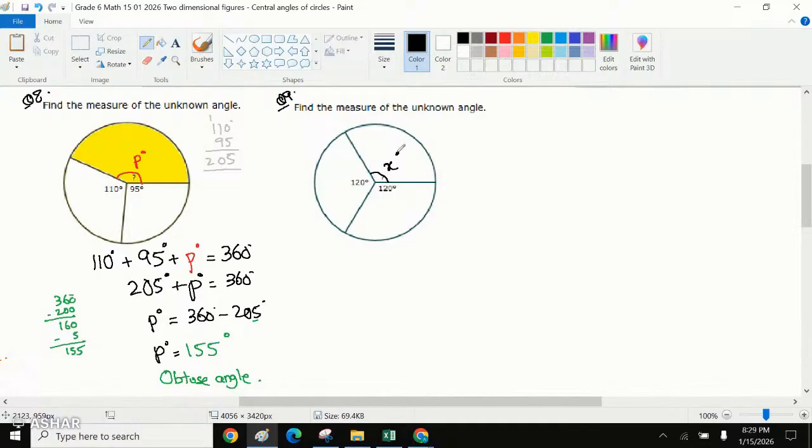For this next question, question number 9, what should be the missing angle? Can anyone help me out? Sorry. What should be the missing angle? X.